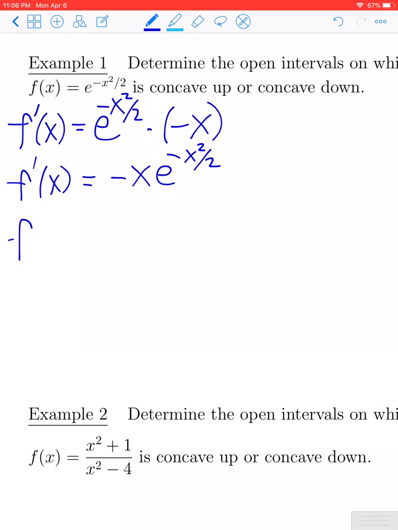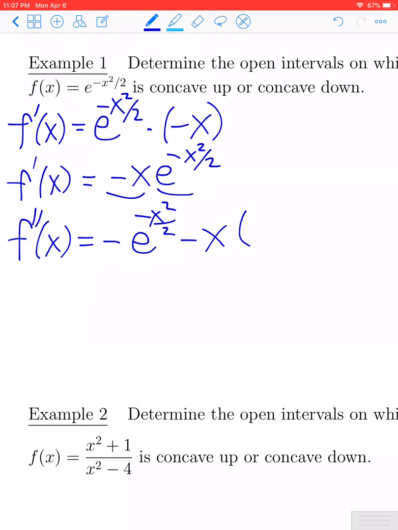In order to find the second derivative, this is going to require the use of the product rule. We can think of f prime as the product of negative x times e to the negative x squared divided by 2. The derivative of the first function is going to be negative 1. Leave the second function alone. Now we leave the negative x alone, and we need to multiply that by the derivative of the second part, which is e to the negative x squared divided by 2. Well, that's the same thing as the first derivative we just did, which is going to be negative x e to the negative x squared divided by 2.